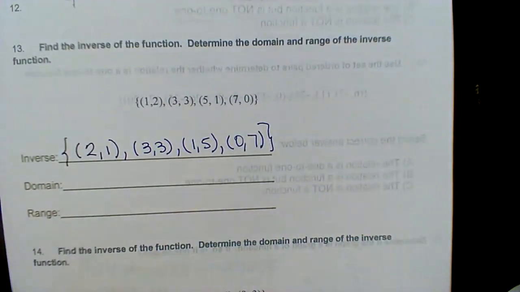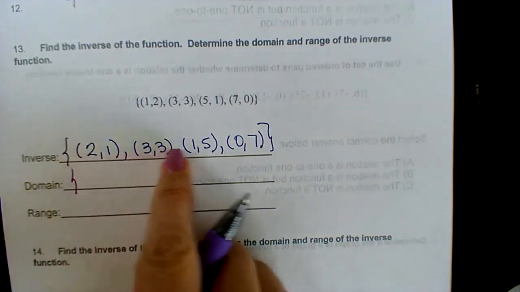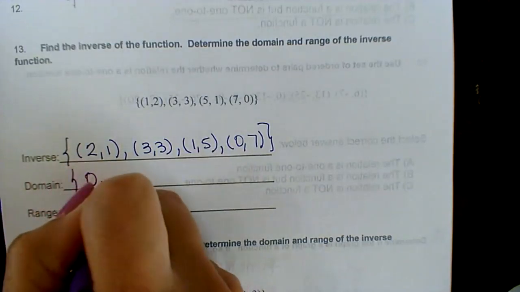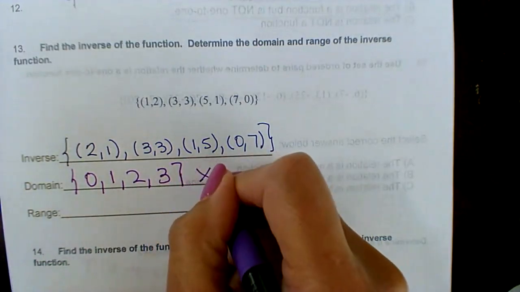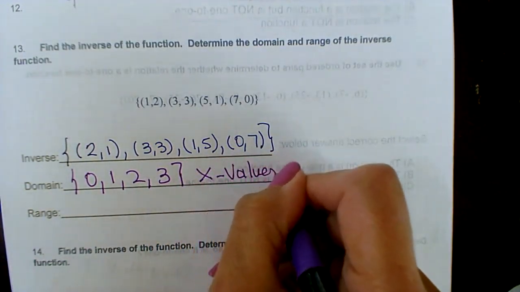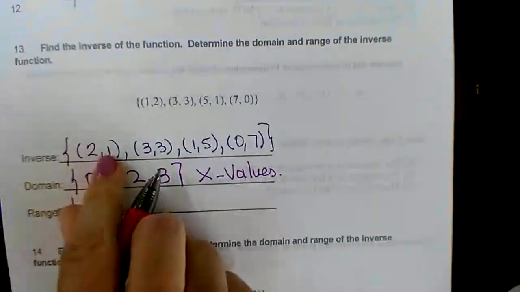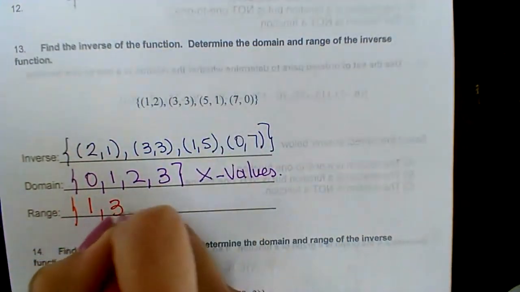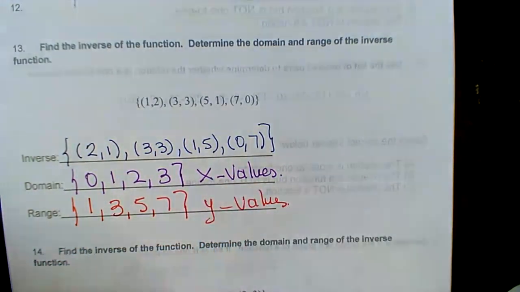That's it, right? Now it's asking me what's the domain? It's the x values, right? Okay, so the domain is going to be 2, 3, 1, and 0. So that will be 0, 1, 2, and 3. Those are the x values. Now it's asking me for the y range. Those are the y values. Okay. 1, 3, 5, and 7. And we're done here.